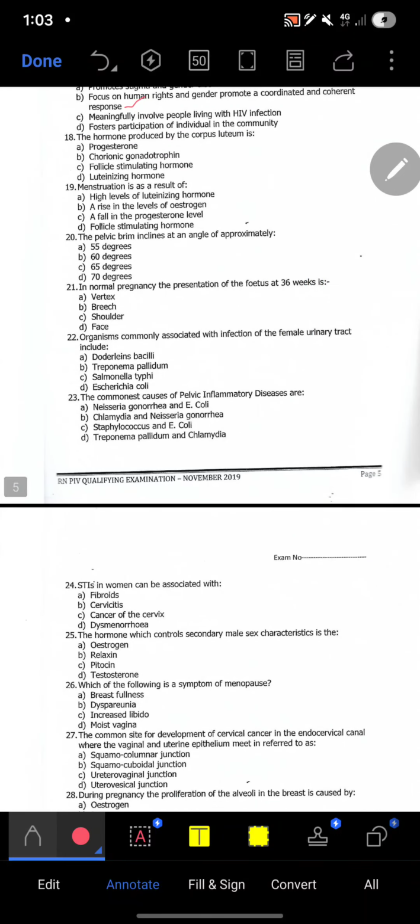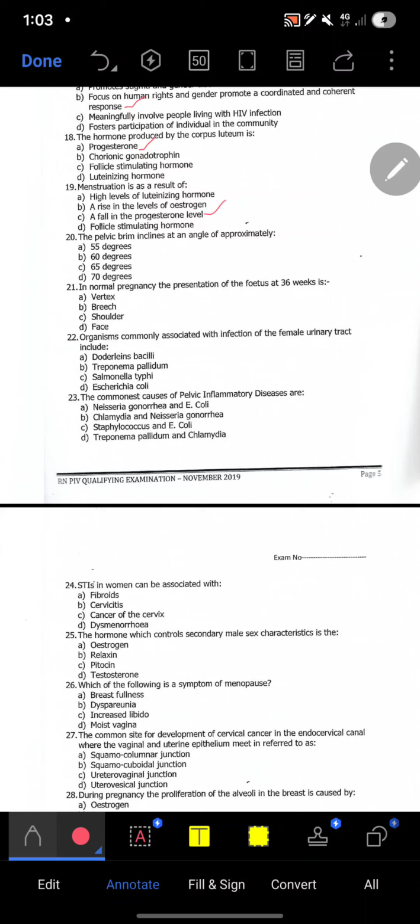Question 18. The hormone produced by the corpus luteum is? The correct answer is A, which is progesterone. Question 19. Menstruation is as a result of? The correct answer is C, which is a fall in progesterone level.